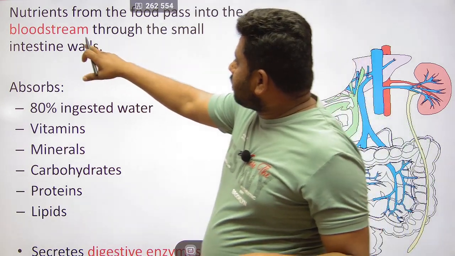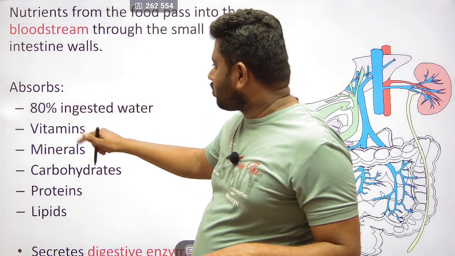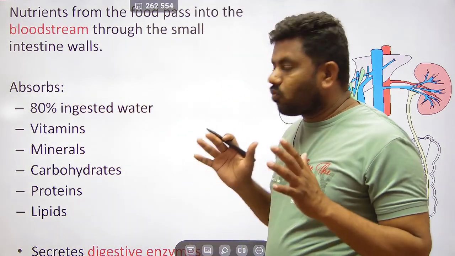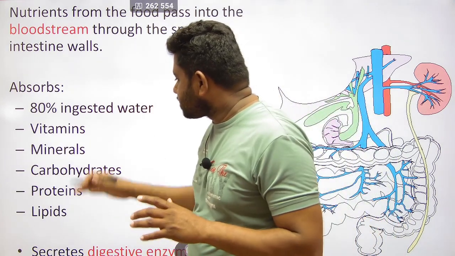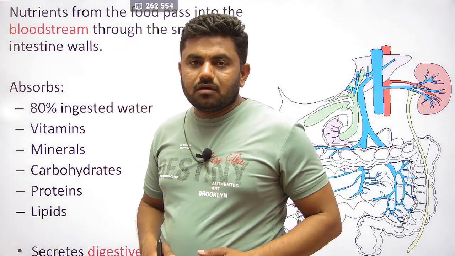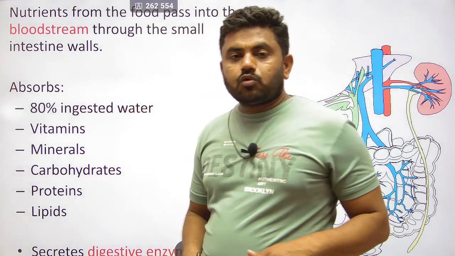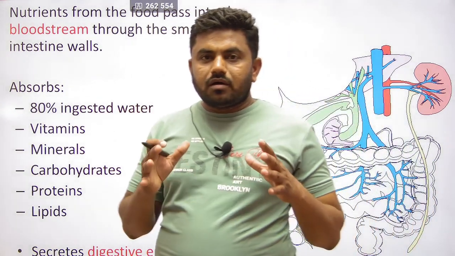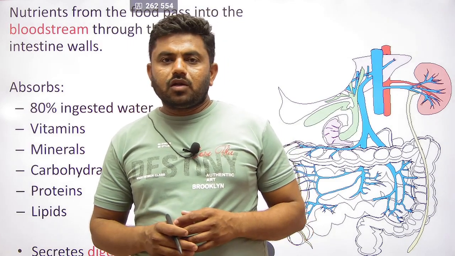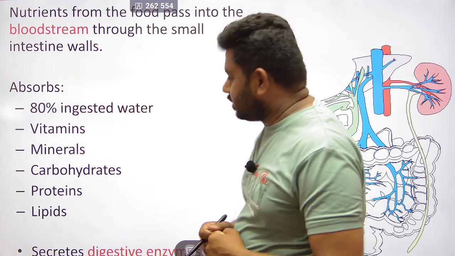The bloodstream through the small intestine walls, and absorption of what? 80% of the digested water it absorbs. Then vitamins, minerals, carbohydrates, proteins, lipids, which we get from the food which we have eaten. That's why we have to take a balanced diet every day. Then only we can get a fit and fine body.